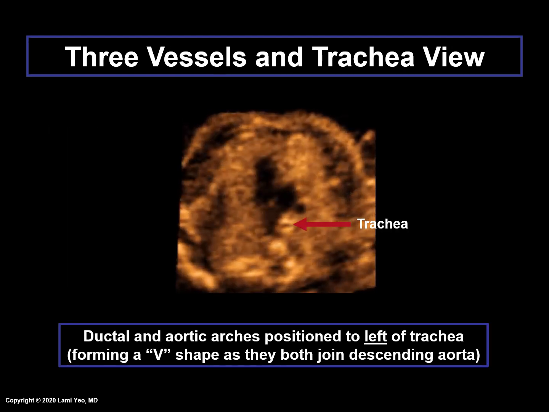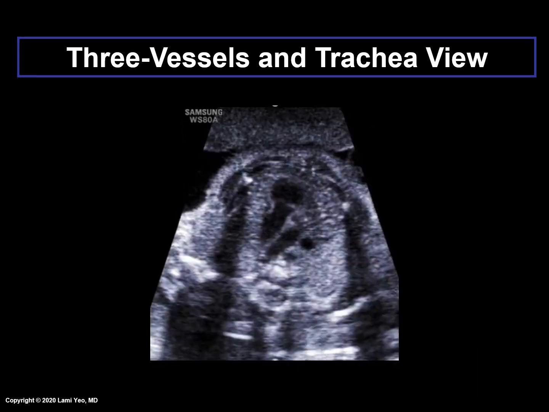Both ductal and aortic arches are positioned to the left of the trachea and form a V shape as they both join the descending aorta. Here is another example. Again, both ductal and aortic arches are positioned to the left of the trachea and form a V shape as they both join the descending aorta.